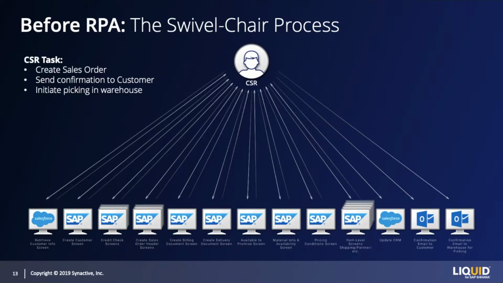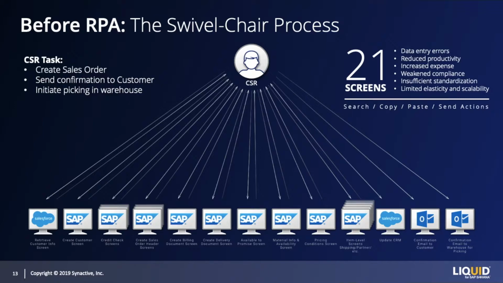Here, we have a customer service rep tasked with 1, creating a sales order, 2, sending a confirmation email to the customer, and 3, initiating picking within the warehouse. So this poor individual has to traverse as many as 21 separate screens, spanning from Salesforce to SAP to Microsoft Outlook. Much of the energy being spent here is used on what are essentially search, copy, paste, and send actions. And as we know, and as the CSR knows, this is tedious and it's inefficient.